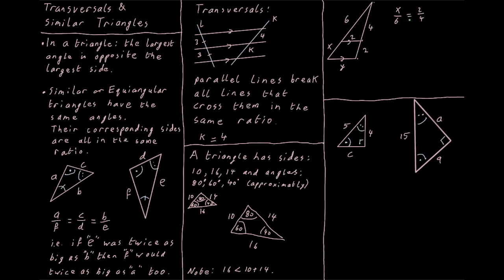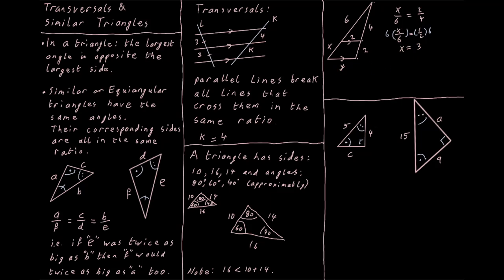So you can simplify that fraction down. You end up with x all over 6 must be equal to a half. Multiply both sides by 6 to get x by itself, and x must be 3. So because the ratios are the same, we're able to work this out.